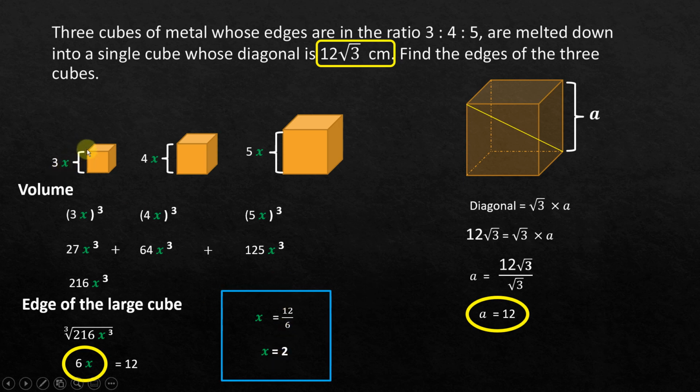Now we know the size of the edges, that is what we need to find: the edges of the 3 cubes. The edge, the value of that is 3 times x. In this case, x is equal to 2, so 3 times 2, which is 6 centimeters. In this case, it's 4x, 4 times 2, which is 8 centimeters. And here, it's 5 times x, which is 5 times 2, 10 centimeters. So these are the edges.